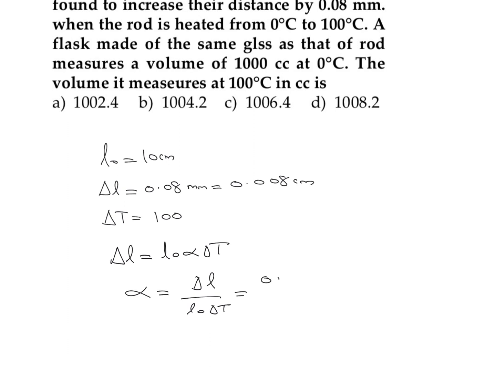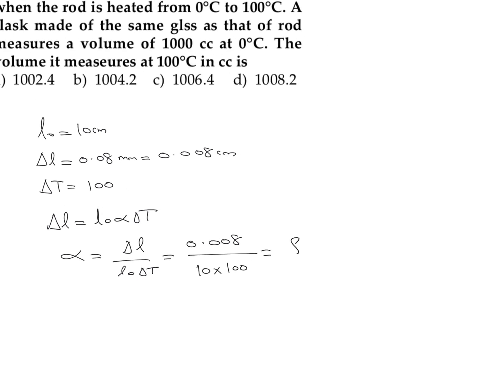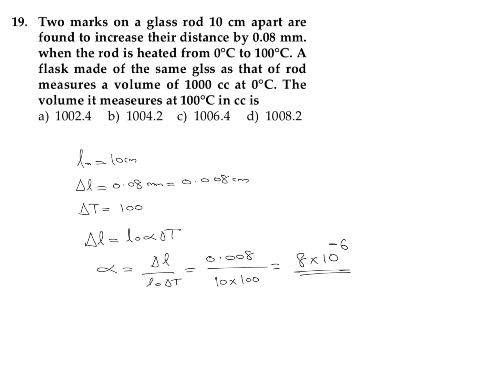Delta L is given as 0.008 divided by L, which is nothing but 10 centimeter, and delta T is nothing but 100. So we can write this is equal to 8 into 10 raised to, we can just count over here, 1, 2, 3, 4, 5, 6. So we can write 8 into 10 raised to minus 6. That much will be the value of alpha over here.